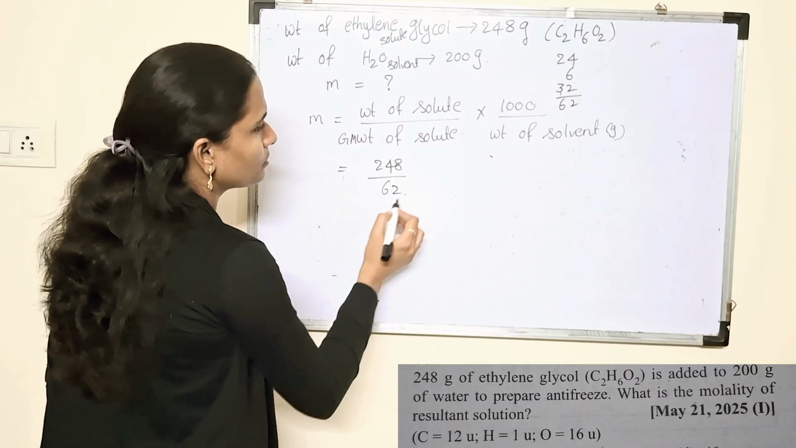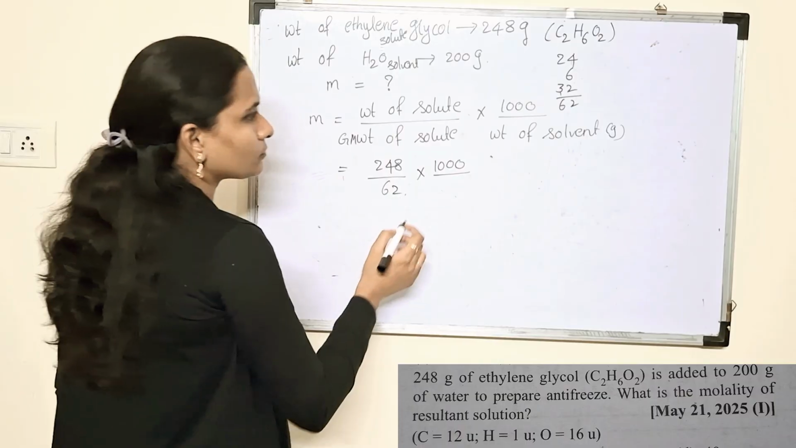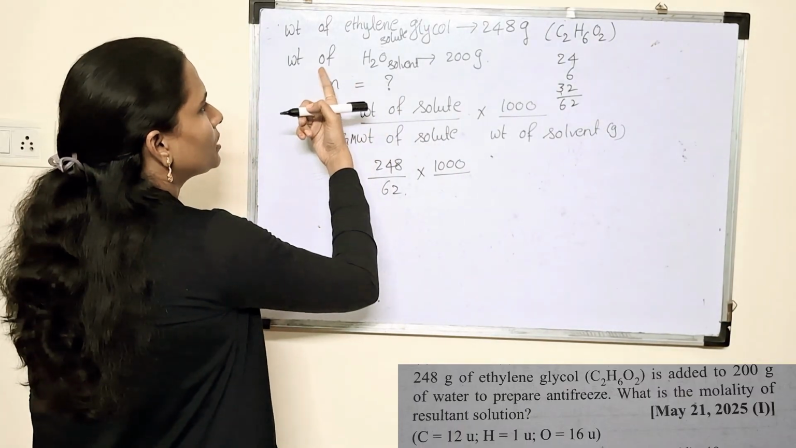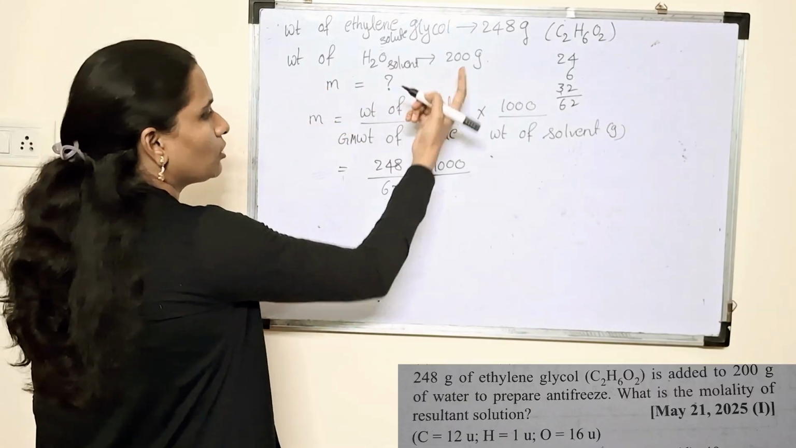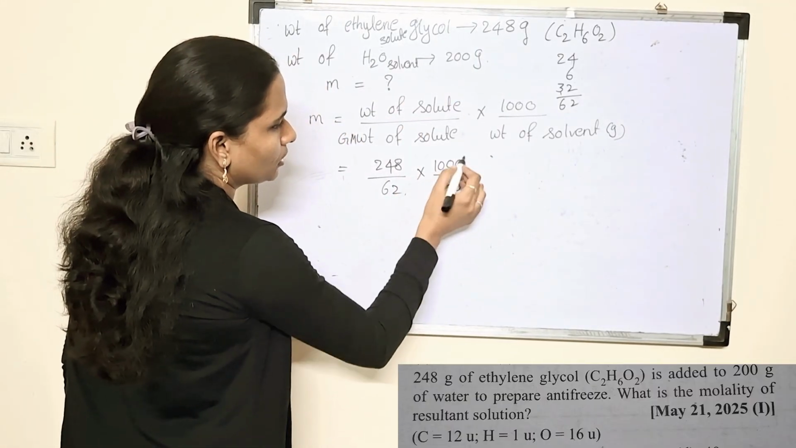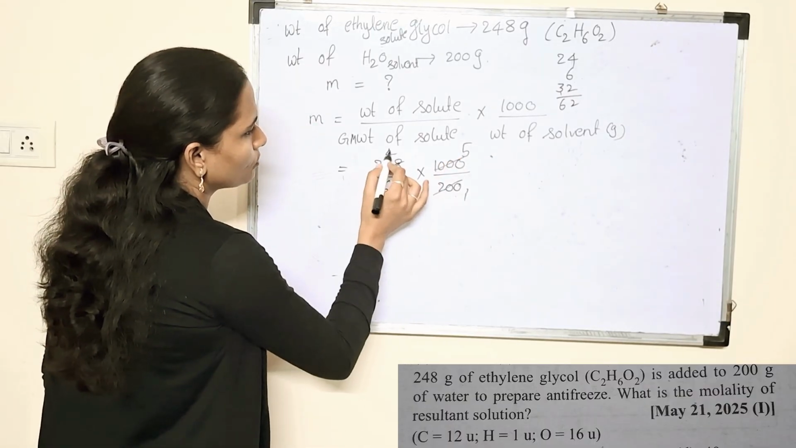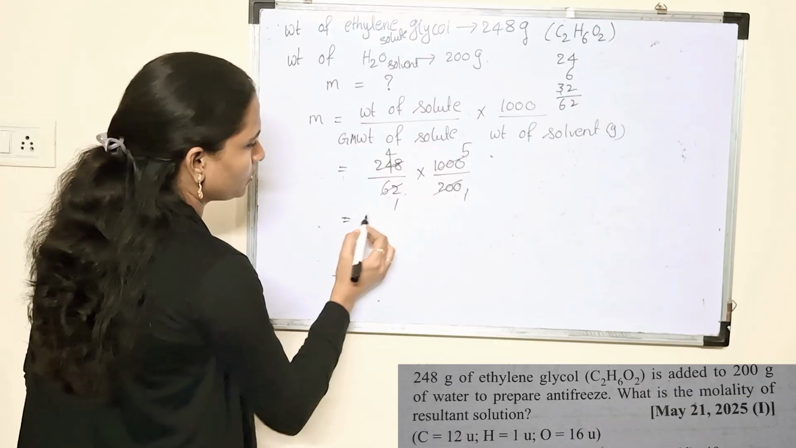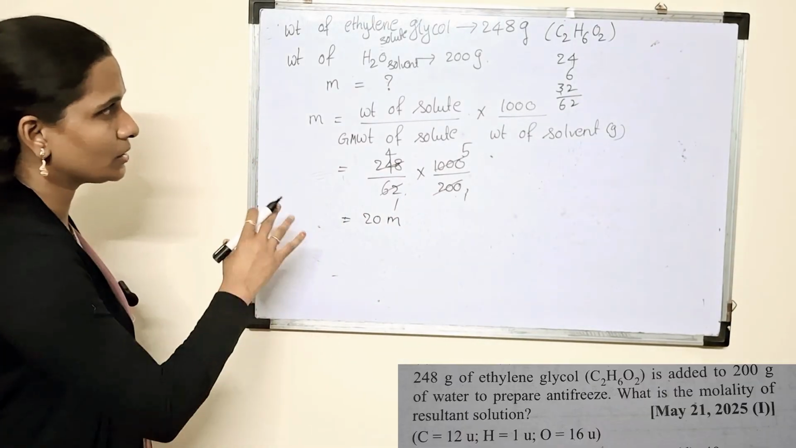That is the gram molecular weight of solute, 62 grams, into 1000 by weight of solvent. Here water acts as the solvent. Weight of water, how much did they give? 200. So 200 ones are 200, 5 fives, and 62 ones, 62 fours, then 4 fives are 20. So the molality is 20. This is the answer.